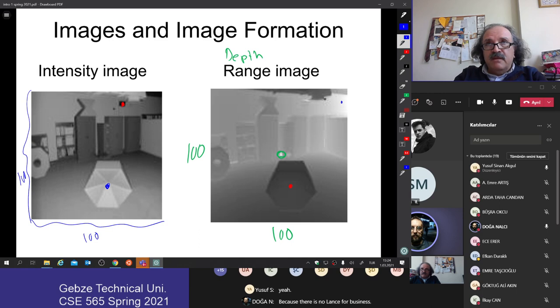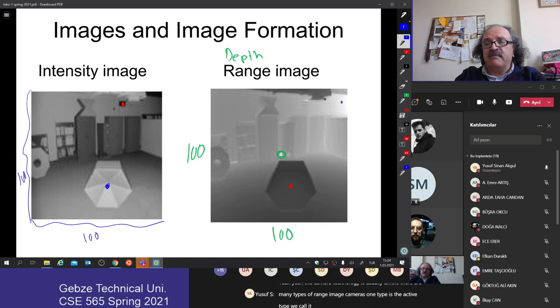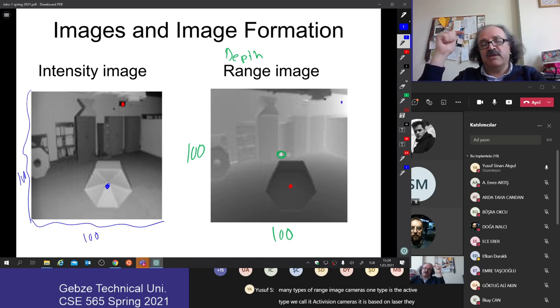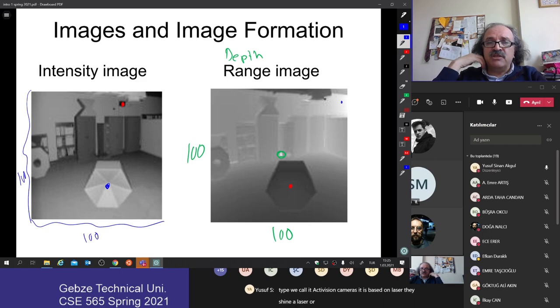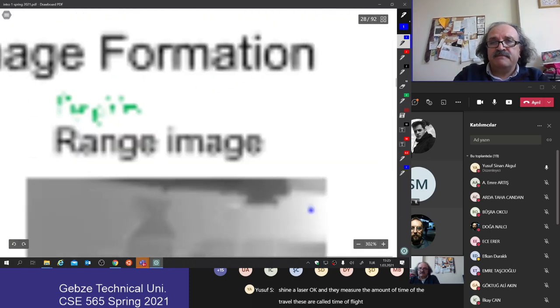Yeah. The camera technologies usually differ. There are many types of range image cameras. One type is the active type. We call it active vision cameras. It is based on laser. They shine a laser, okay? And they measure the amount of time of the travel. These are called time of flight cameras.